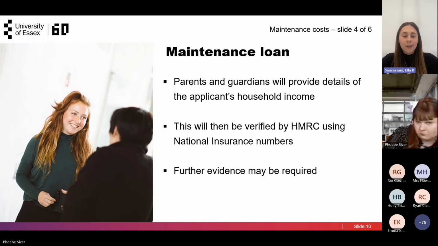The maintenance loan will have the same application that they would apply to in their tuition fee loan. Parents and guardians will provide details of the applicant's household income. So your young person will be completing their application for their student finance, and they'll put in your details, and you'll be notified of this, and then you'll be able to provide some information about the household income. This is all then verified by HMRC using national insurance numbers.